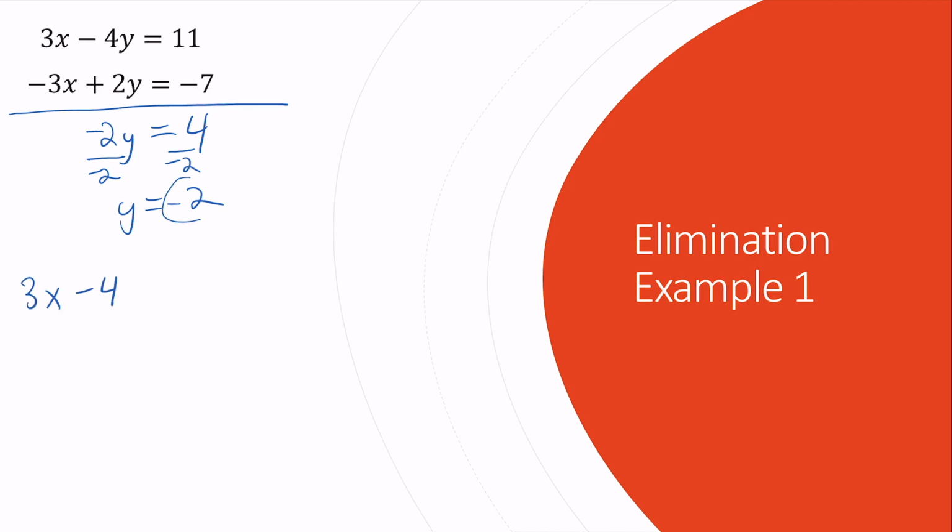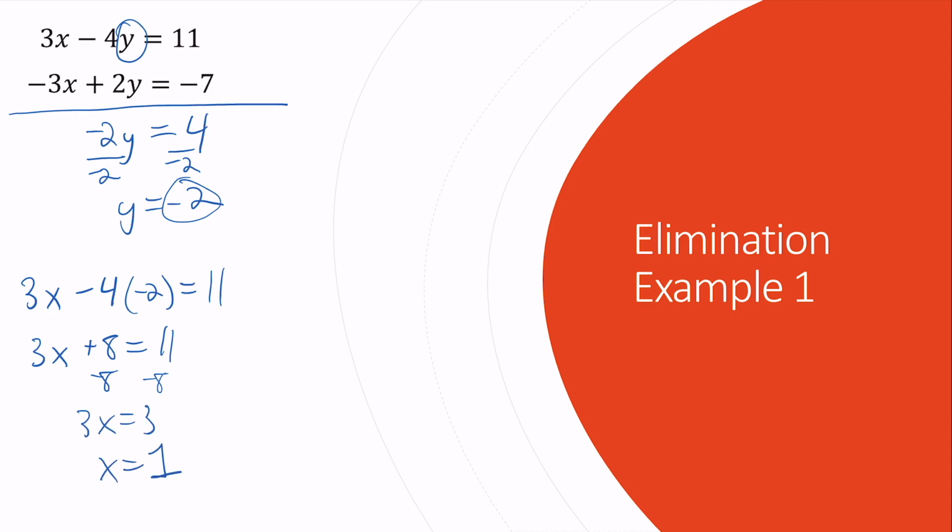And I can plug in negative 2 for y to solve for my x. 3x plus 8 is 11. I subtract 8 from both sides. 3x is 3, so x is 1. My ordered pair, where these two lines intersect, is when x is 1 and y is negative 2.